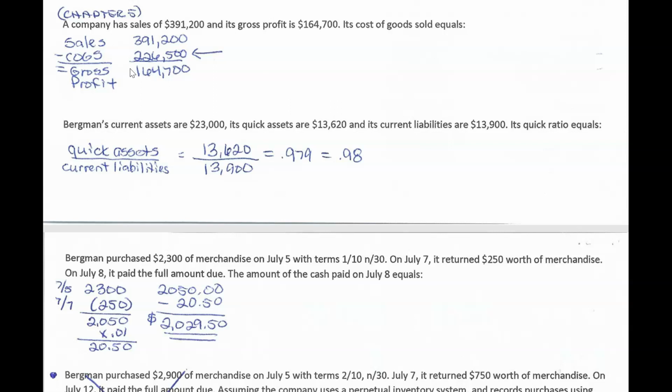Okay, so let's look at this. They purchased $2,300 and then they returned $250, which means technically the balance that they owe is $2,050. But they are paying 3 days later, and that is well within that 10-day discount, so they get to take a 1% discount. 1% of $2,050 is $20.50. Subtract that $20.50 from the $2,050, and that will give you the amount of cash that they're going to pay, $2,029.50.